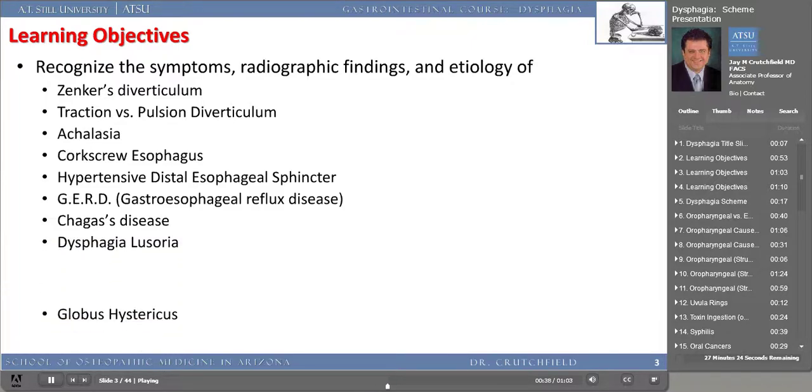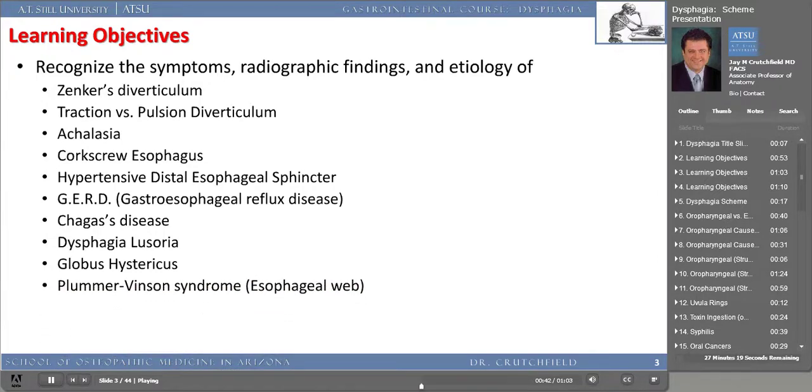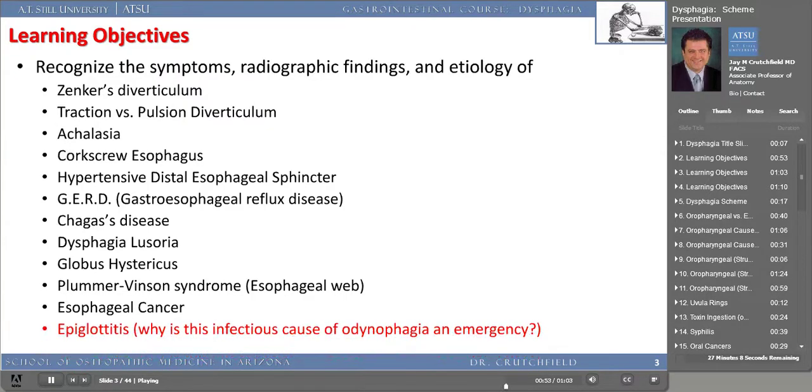Psychological globus hystericus is also considered, and Plummer-Vinson syndrome, which is an esophageal web usually seen in patients with severe iron deficiency. Esophageal cancer is an obvious source of esophageal dysphagia, and epiglottitis can be an emergency associated with not only dysphagia but odynophagia.